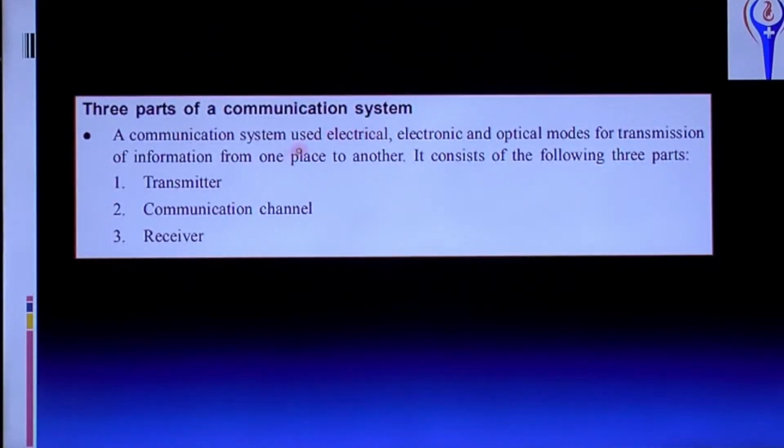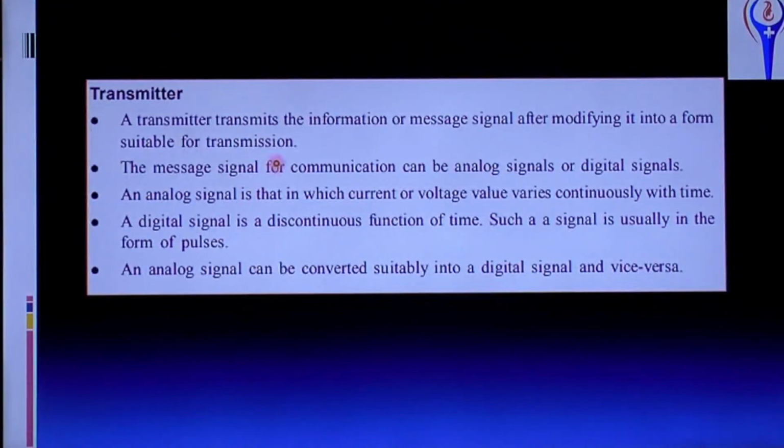Three parts of a communication system. Communication systems use electrical, electronic and optical modes for transfer of information from one place to another. It consists of three parts: transmitter, communication channel, and receiver. The transmitter transmits from one end to the other end. For example, in an optical fiber communication system, the optical fiber is the communication channel. The receiver is at the other end.